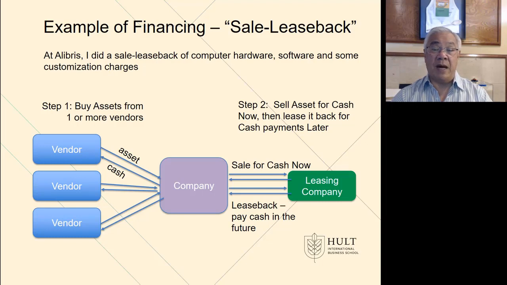So step one is you buy things. You're a company. In this case, you have 3 vendors. You pay cash and you get assets. Now the company owns assets. Nothing unusual there. However, now the company needs money, so they find a leasing company and they sell the assets, without physically transferring anything. They'll sell their factory equipment, or they'll sell a building, something like that, to a leasing company. The leasing company now has the ownership of your asset and they give you cash for it. So that's the sale part.